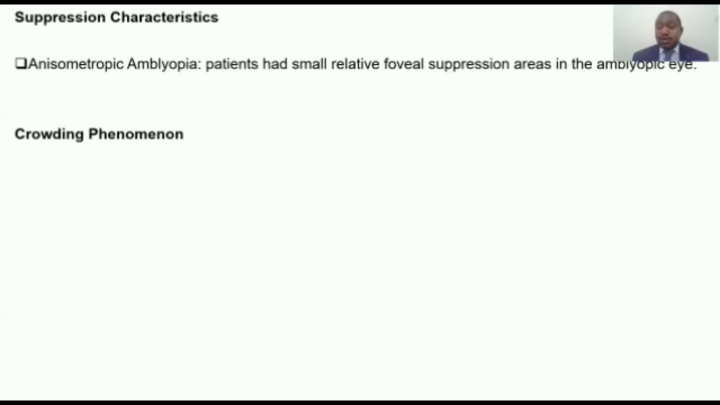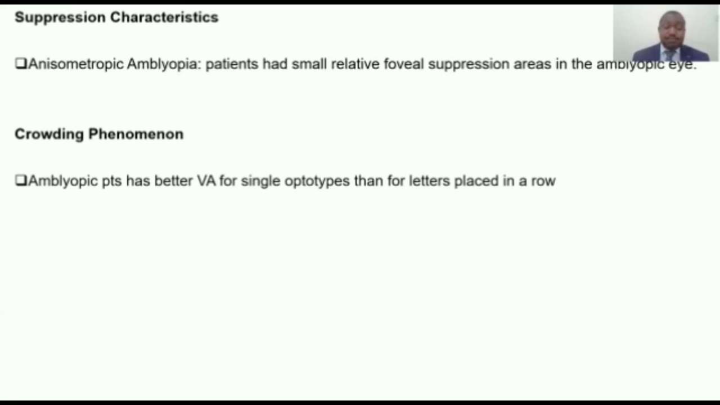The crowding phenomenon is also a very important characteristic, and a very important method for differential diagnosis between patients with refractive amblyopia and patients with strabismic amblyopia. Amblyopic patients may have better visual acuity for a single optotype than for the later letters in a row. If you examine visual acuity for a single optotype, the patient may have better visual acuity compared to the row. This is the crowding phenomenon. It is common in patients with amblyopia, and especially common in patients with strabismic amblyopia.